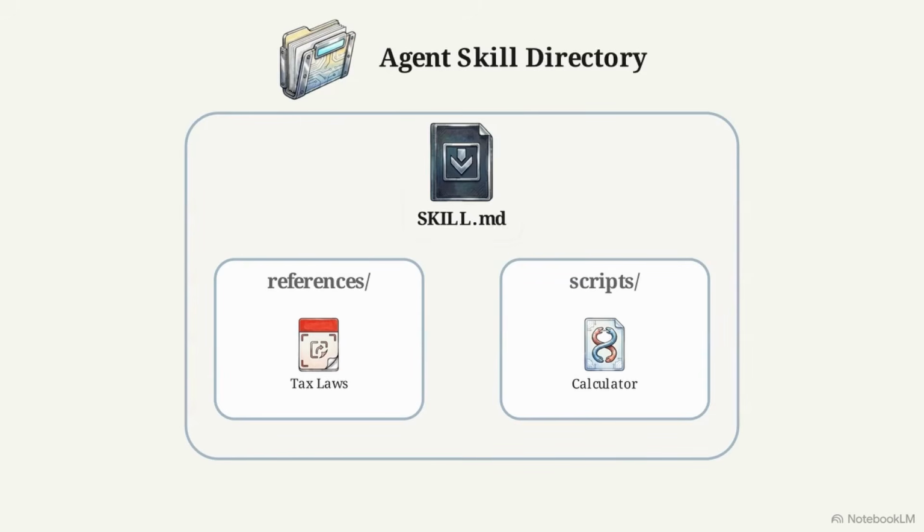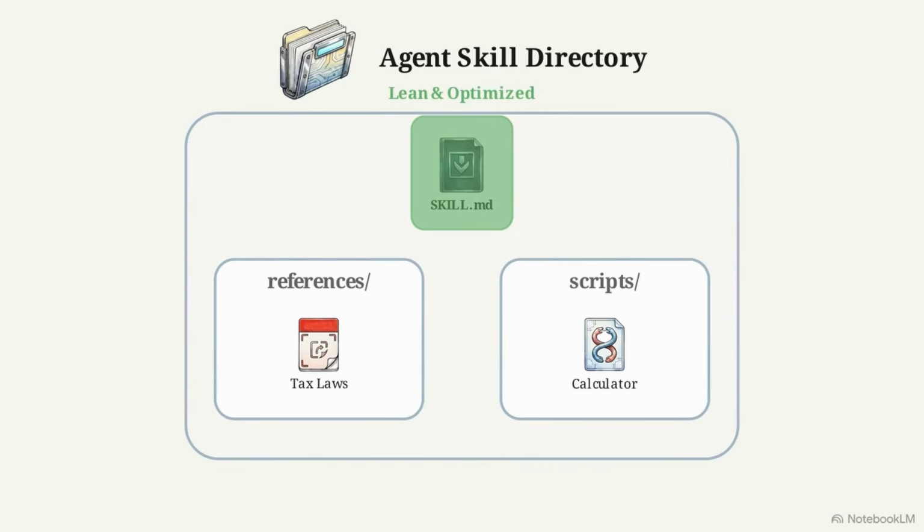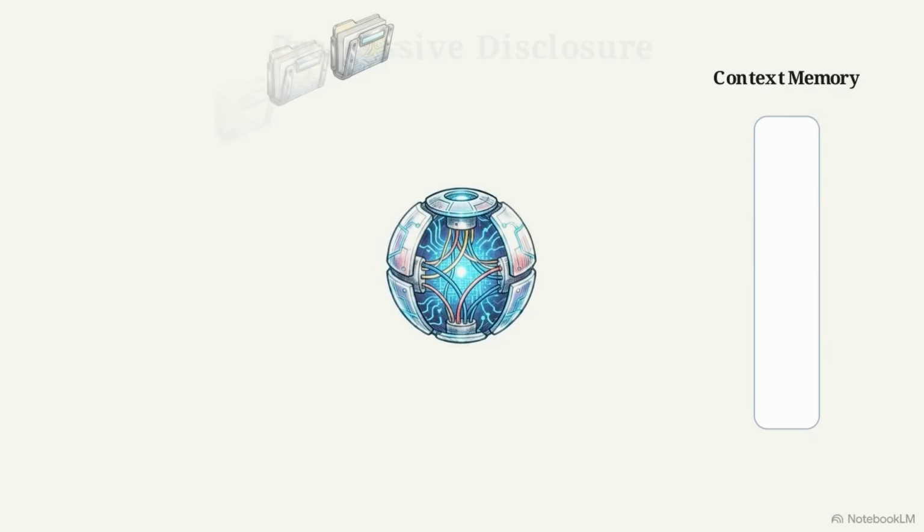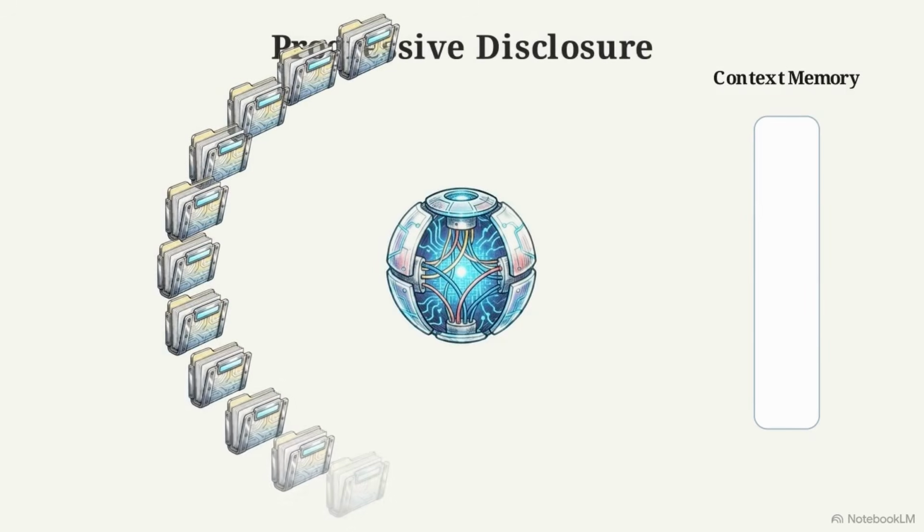Separating these heavy assets from the instructions keeps the main SKILL.md file lean. The agent only accesses the larger files when the instructions specifically call for them. Progressive disclosure lets agents manage dozens of skills without overwhelming active memory.